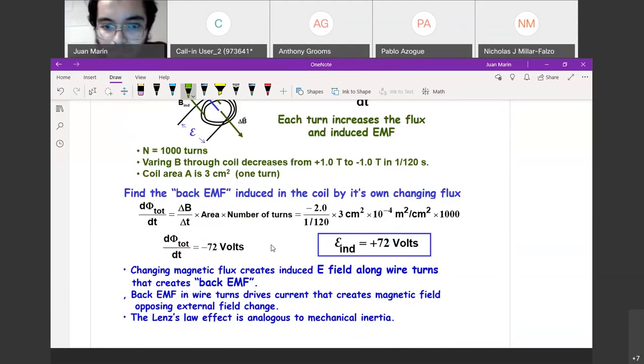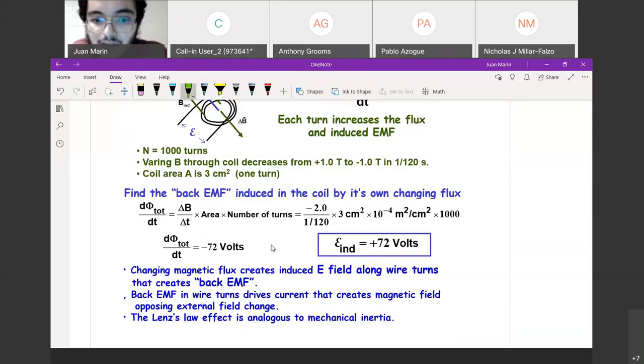So let's say that you want to find the EMF induced by the coil and its own changing flux. Remember, by Lenz's law, this same coil has to generate an opposing magnetic field to oppose the change in flux. So what is the back EMF? This is when we come to back EMF, which is basically the EMF induced. It's the opposing EMF, which intuitively is going to go in the opposite direction of the original EMF.